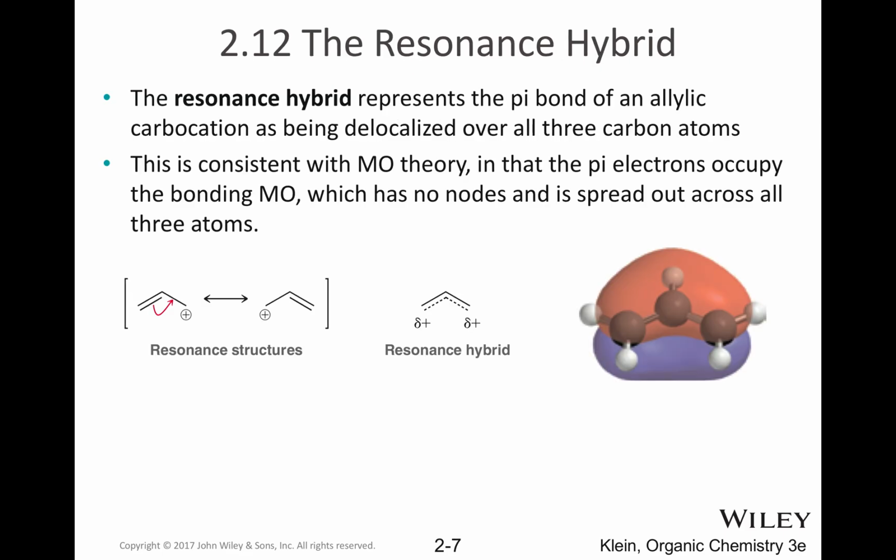The resonance hybrid represents the pi bond of an allylic carbocation as being delocalized over all 3 carbon atoms. Again, this is consistent with the molecular orbital theory that we already talked about, in that the pi electrons occupying the bonding molecular orbital have no nodes and are spread out over all 3 of the carbons.